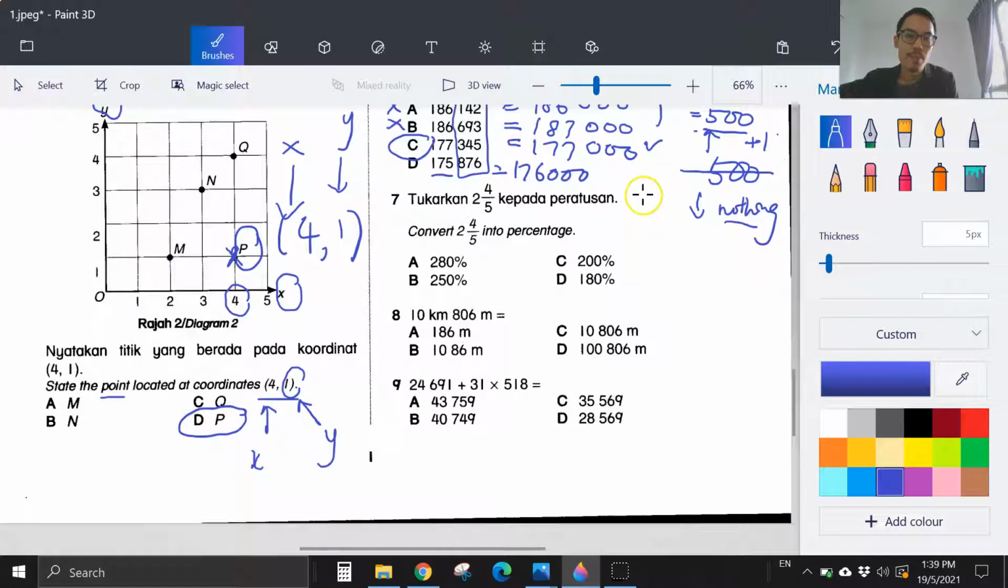Number 7, change this to percentage. So first thing I do is I change to improper fraction. So how do you do that? 5 times 2 plus 4. 5 times 2 is 10 plus 4 is 14. The bottom just copy. To change to percentage, you times 100%. Nak tukar ke peratus, darab 100%. And then you simplify it, divide 5, divide 5. So 14 times 20 is 280.